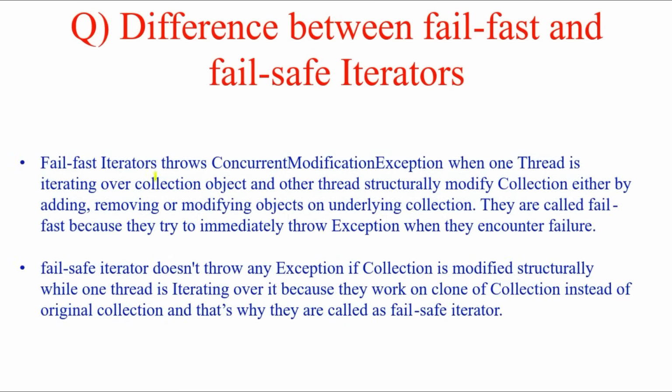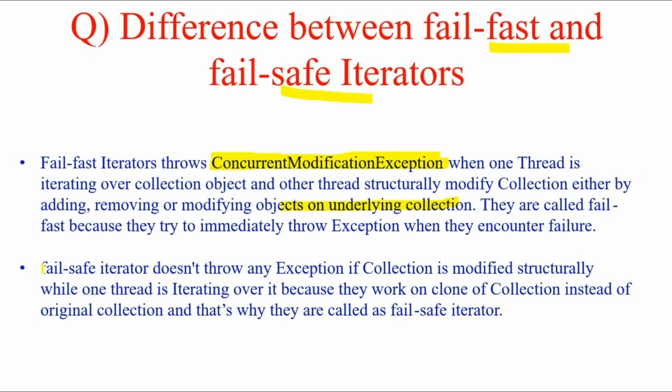It says that fail-fast throws ConcurrentModificationException. This is the very important thing which differentiates fail-fast and fail-safe iterators. When one thread is iterating over a collection object and another thread is structurally modifying it, like a read and write operation modifying the underlying objects of the collection, then they are called fail-fast. Why? Because they immediately throw this ConcurrentModificationException whenever they encounter such a situation. So as soon as they find such a situation, they throw it.